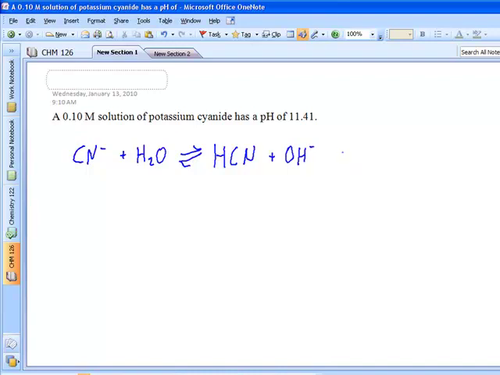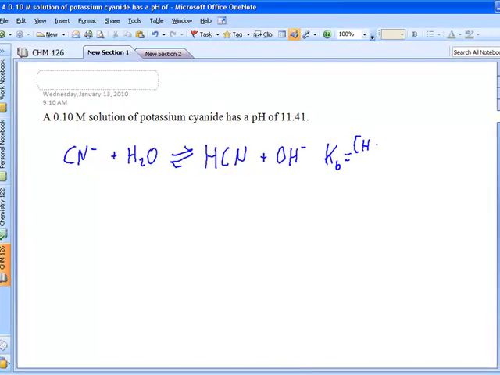Now we can write a Kb for this equilibrium. The Kb expression always looks something like this: the concentration of the conjugate acid times the concentration of hydroxide ion, divided by the concentration of the conjugate base. So the question becomes now, how do we calculate this Kb from the information that's given?